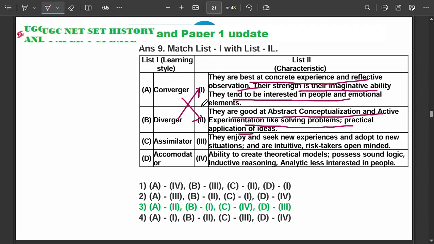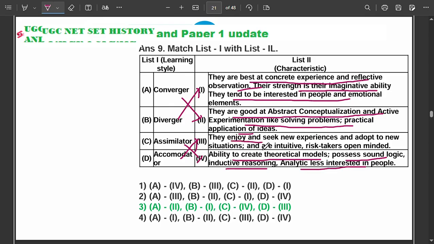So B1. An assimilator, C4. Assimilators have the ability to create theoretical models, processes and sound logic, with inductive reasoning and analytics, and are less interested in people. So assimilator C4 and accommodator D3.